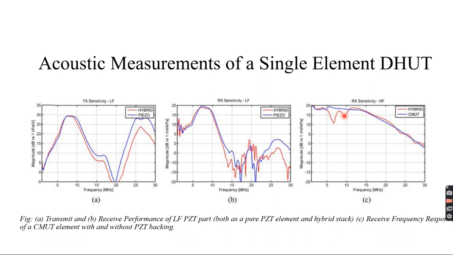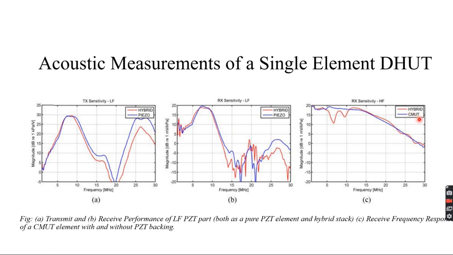The other thing is the acoustic measurements of the single element T-hat, and there are two things to notice over here. For the low frequency stack, in the two pictures A and B shown on the left, as can be seen, the peak transmit and receive sensitivity of the PZT is not affected by the CMOS mounted on top of it. You can see the peak sensitivities are not much affected, neither the bandwidth of operation. Around 7 megahertz, it's about the same. It doesn't matter. But it's not the other way around for CMOS.